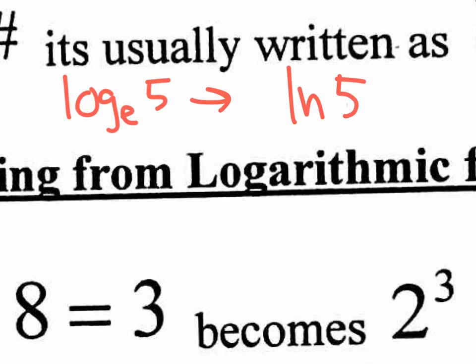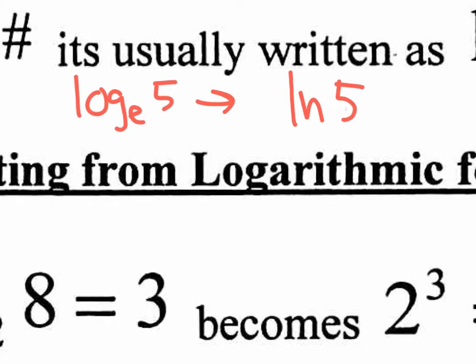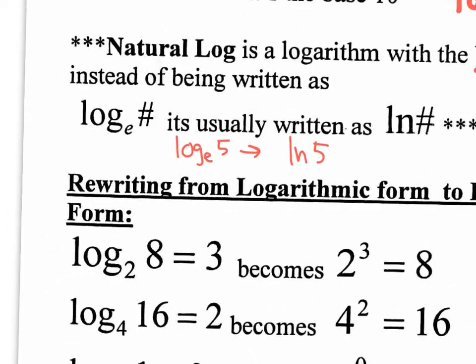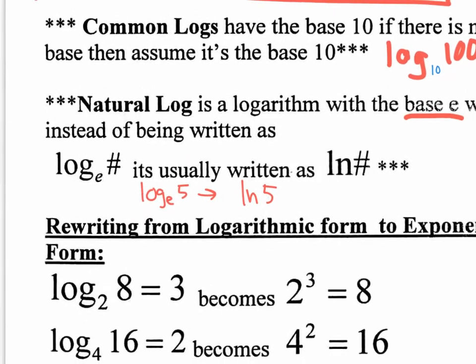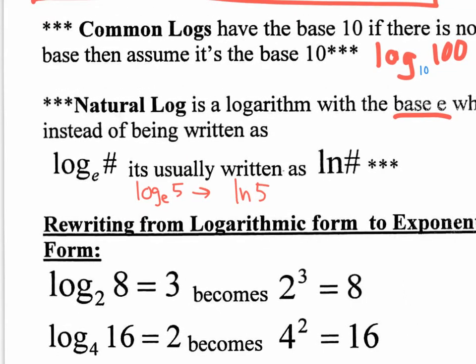Okay? So instead of saying log base e of 5, or ln of 5, you could also use the words natural log of 5. Natural log implies log base e. Okay, so those are just the vocab words that we need to get used to. Common log is any log base 10. Natural log, any log base e.